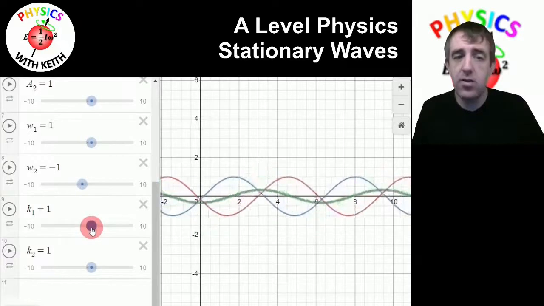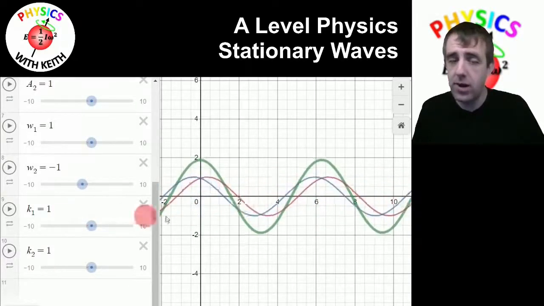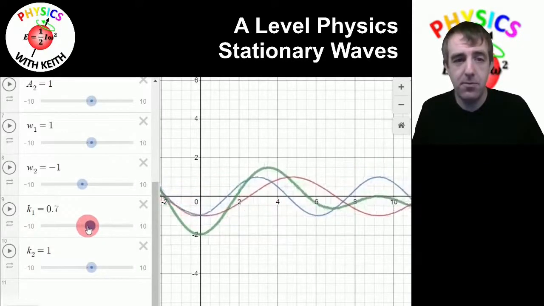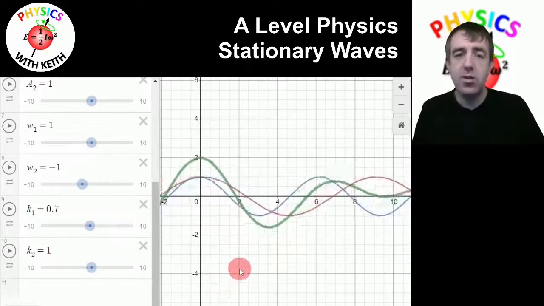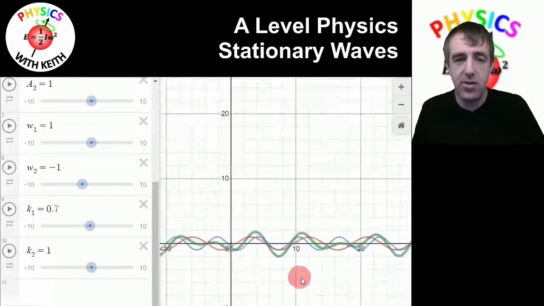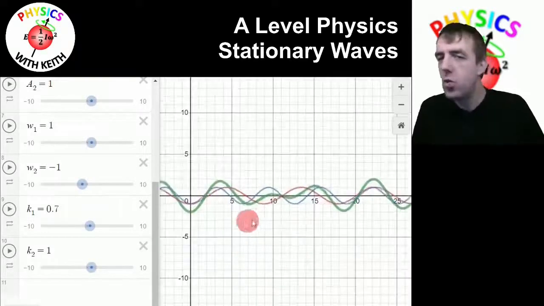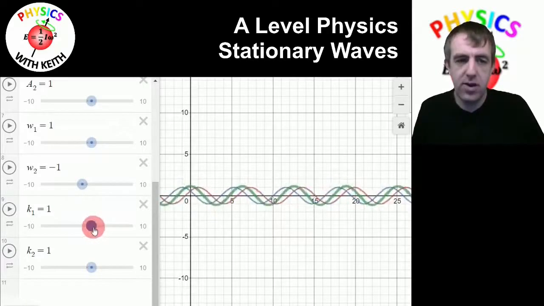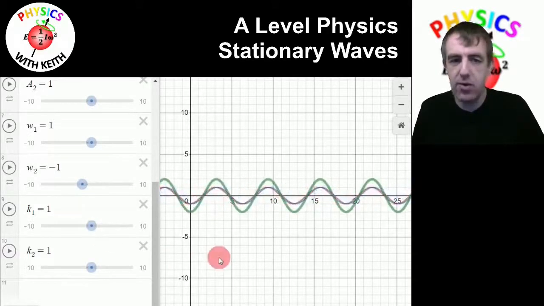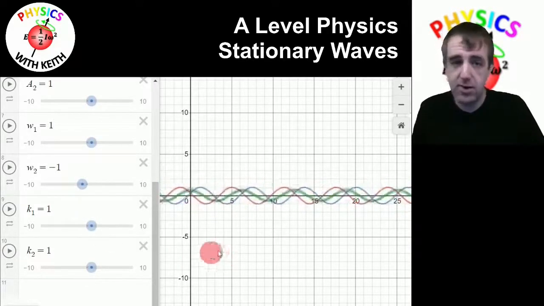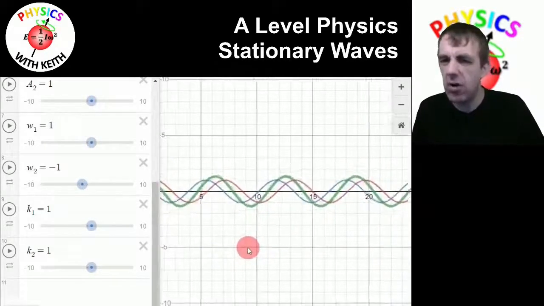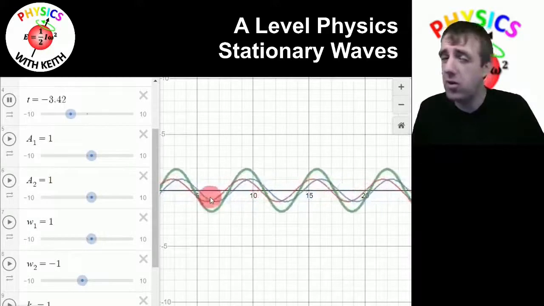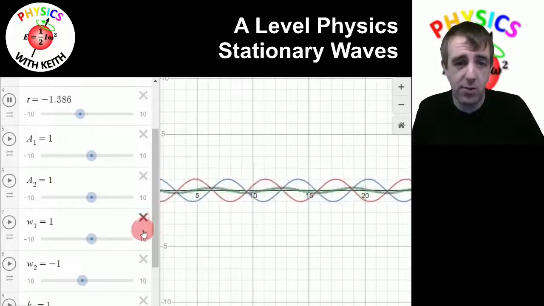So let's increase the wavelength of the red wave. That means I decrease the wave number. Perhaps not that far. Now you can see the superposition of the two waves is very interesting. You wouldn't be able to set this up with reflection, because you wouldn't end up with a different wavelength wave being reflected to the one that was incident. So we can ignore that case. I also can't think of a situation where you could change the wave speed of a reflected wave.